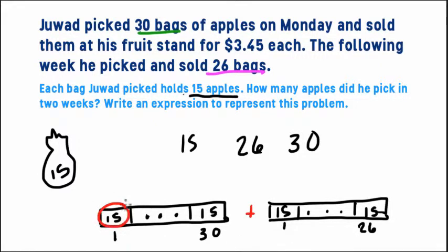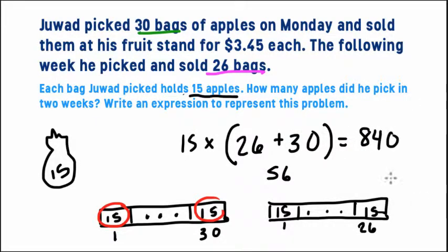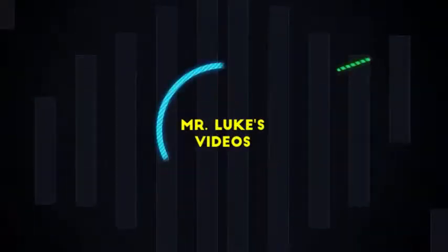Well, 15 is the common one, so if we put them all together, it's really just 30 plus 26, right? Do we see that? And then we're multiplying by 15. So to write an expression, we're multiplying by 15 and adding 26 plus 30. And that's how we would do that. So that would be the expression. And if we solve this problem, 30 plus 26 is 56 times 15. I'm just doing the math. It's 840. So that would be the answer. How many apples did he pick? He picked 840. So that's how you would do that.